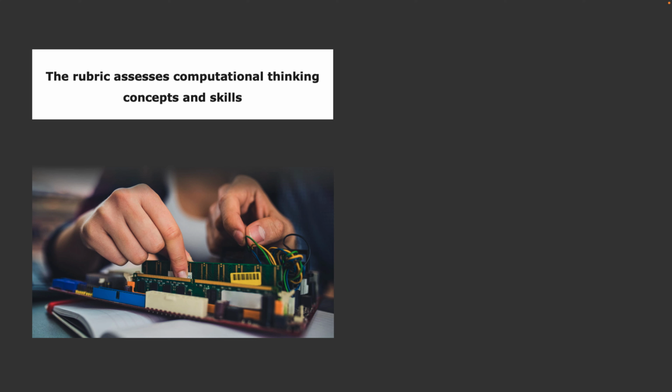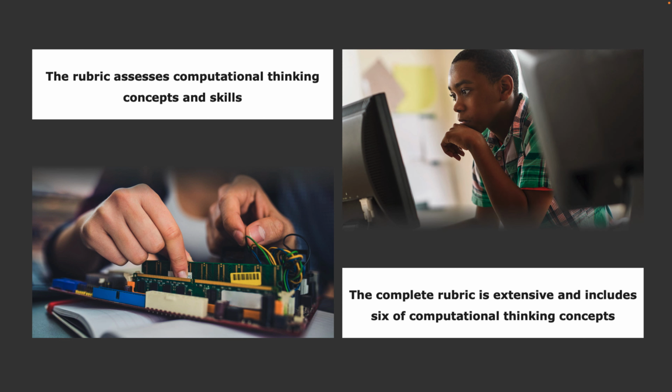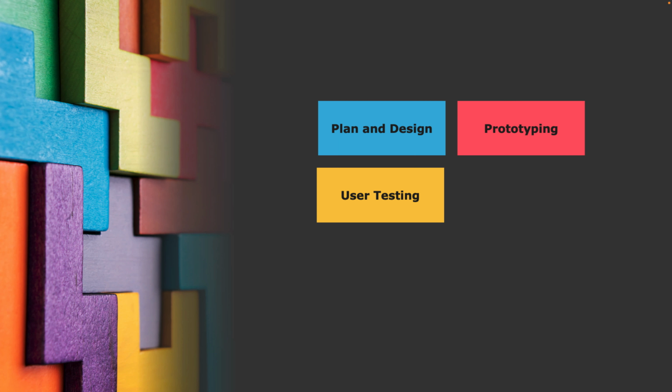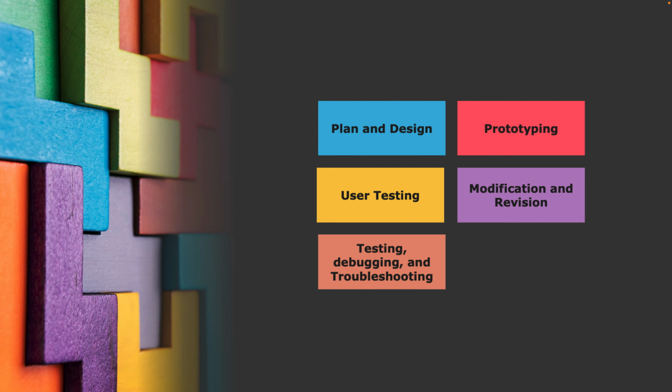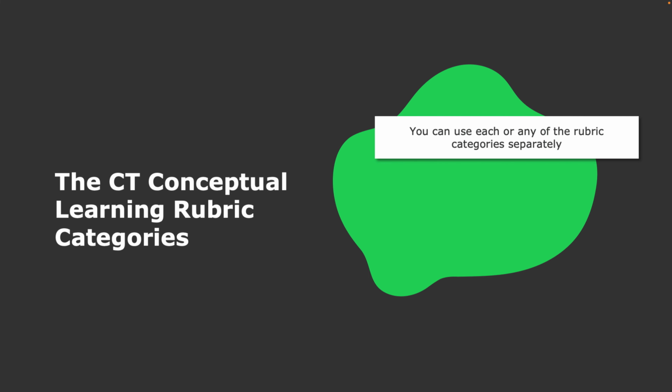The rubric assesses computational thinking concepts and skills that youth may develop as part of your computational thinking programming. The complete rubric is extensive and includes 6 categories of computational thinking concepts you can evaluate, including plan and design, prototyping, user testing, modification and revision, testing, debugging and troubleshooting, and documentation. You can also use each or any of the categories separately if you're only interested in some of them.